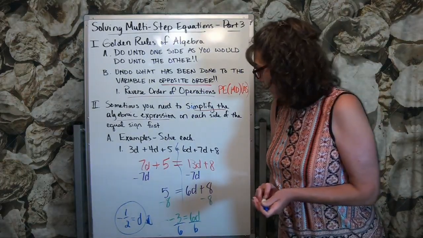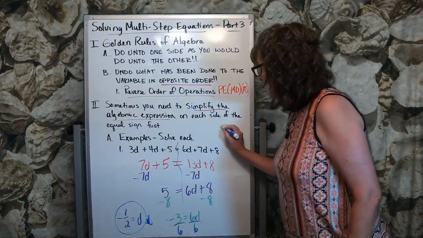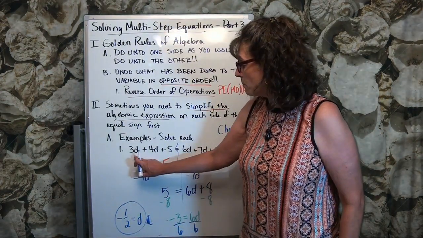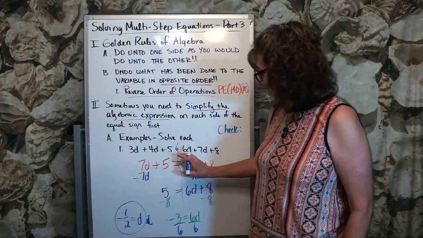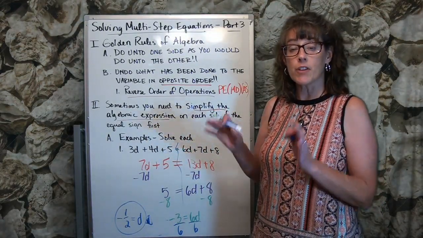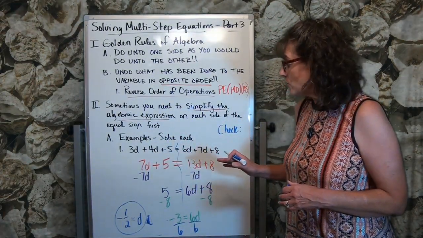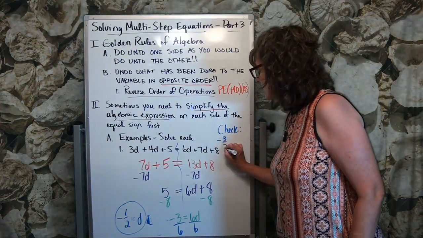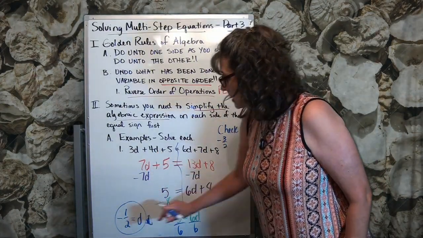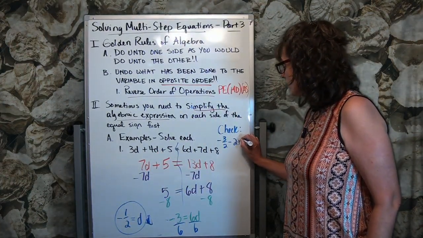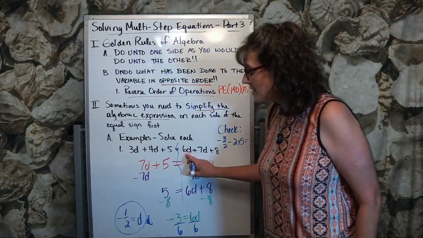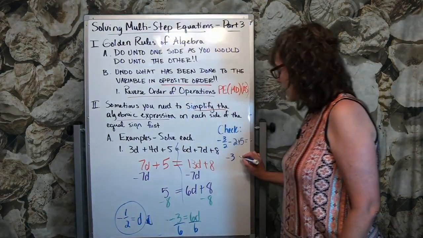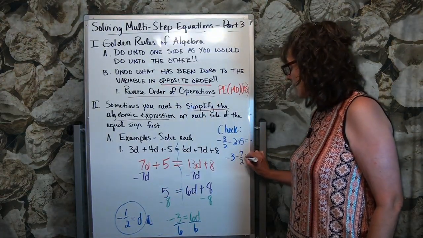And like in all other cases, we can check this. Remember, the check simply says, okay, if that D is a negative 1/2, I should be able to put it here and here, and here and here, and simplify and get the left and the right side to be the same. Now, if I do that, 3 times a negative 1/2 is going to be a negative 3/2. 4 times a negative 1/2 is going to be a negative 2. And then on this side, 6 times a negative 1/2 is going to be a negative 3. 7 times a negative 1/2 is going to be a negative 7/2.